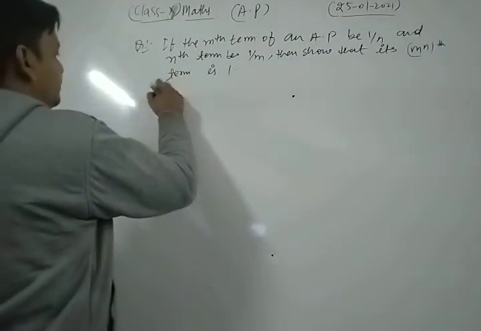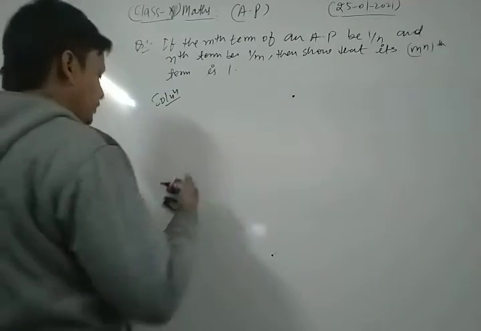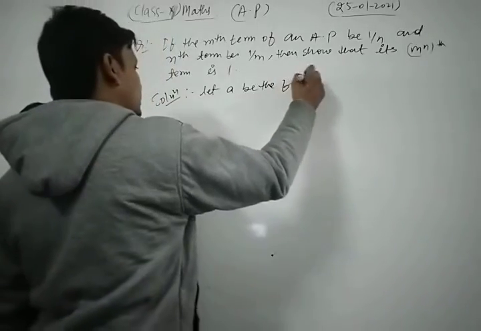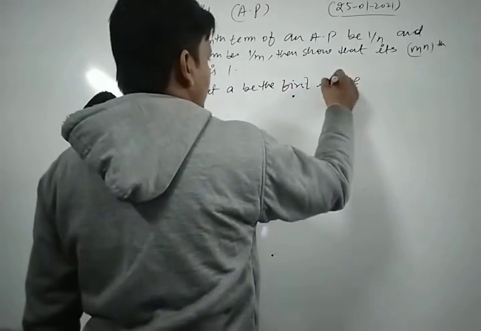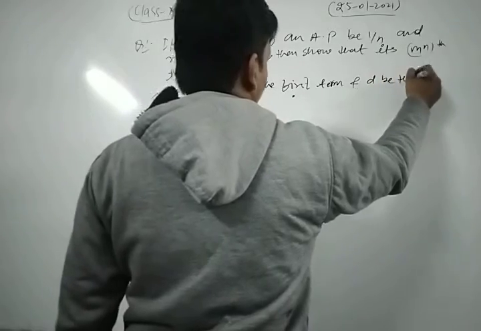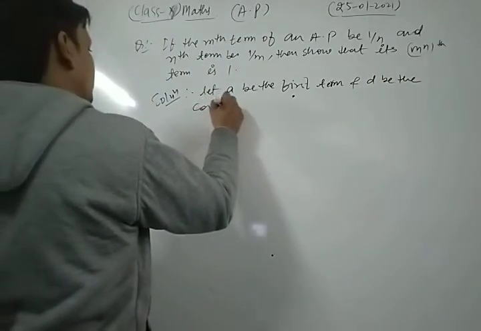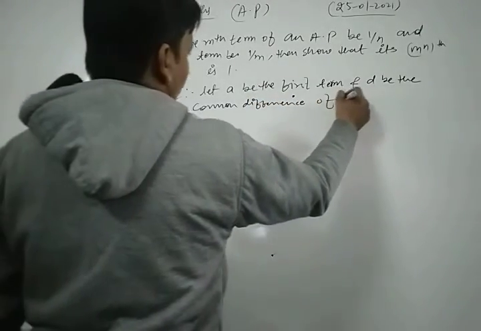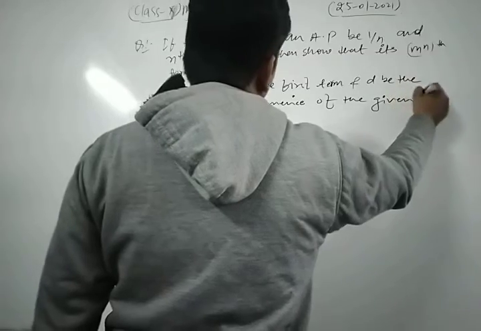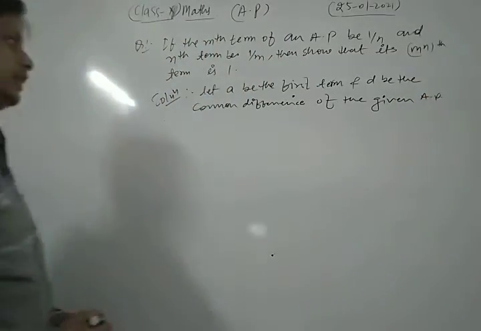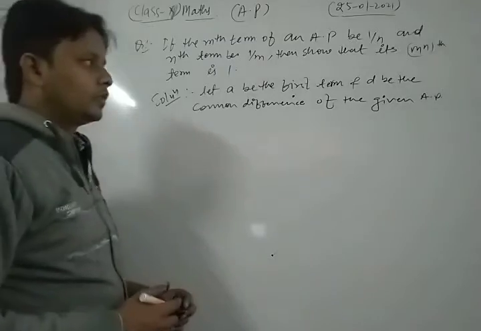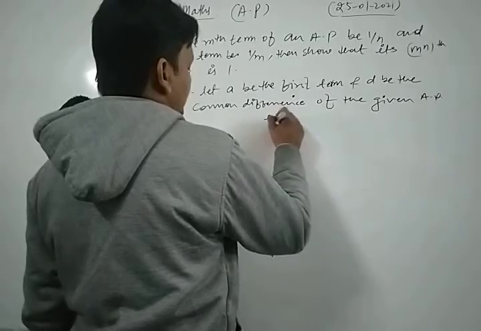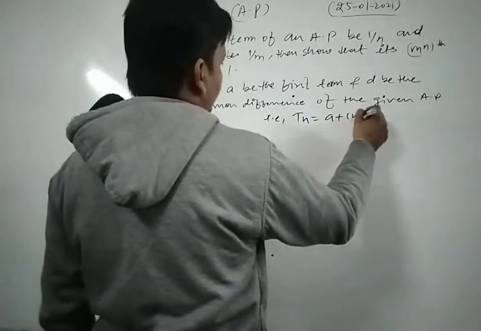So first of all, let a be the first term and d be the common difference of the given AP. Then an is equal to a plus n minus 1 into d.